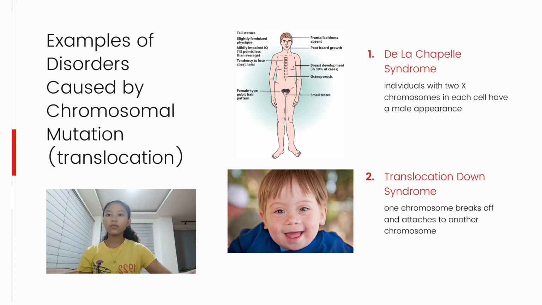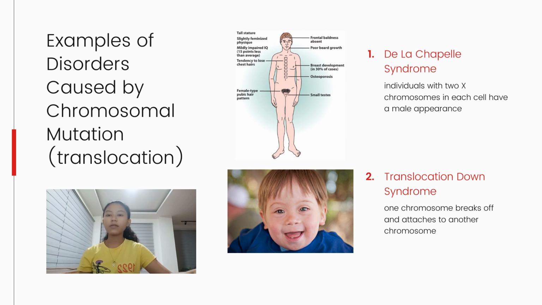For translocation, we have de la Chapelle syndrome or XX male syndrome. It is a condition in which individuals with two X chromosomes in each cell, a pattern normally found in females, have a male appearance. They generally have small testes and may also have abnormalities such as undescended testes or cryptorchidism, or the urethra opening on the underside of the penis, or hypospadias.